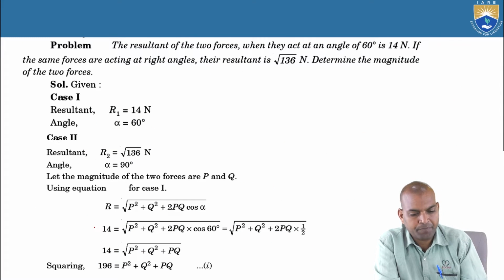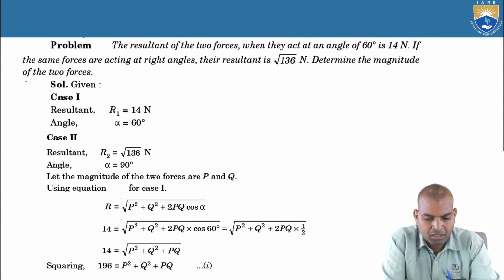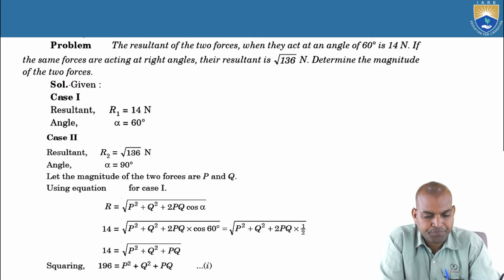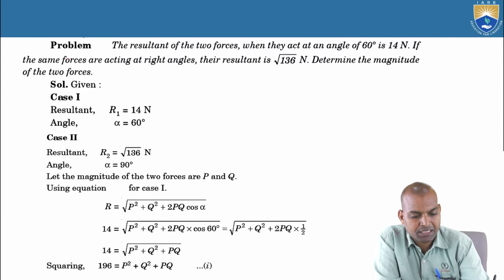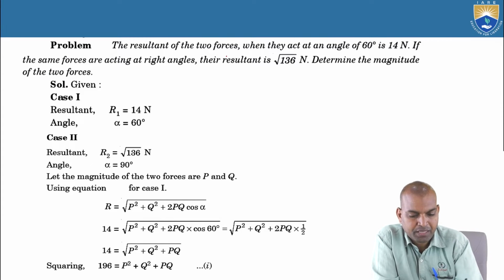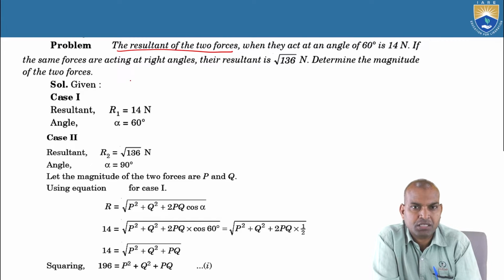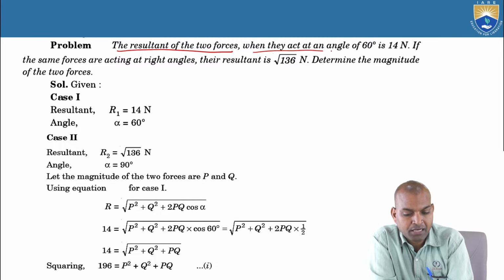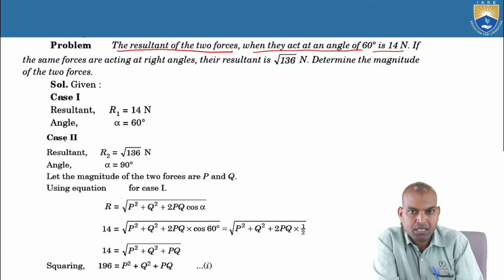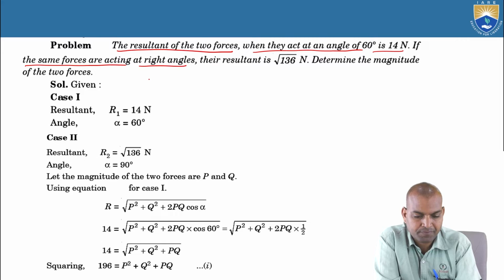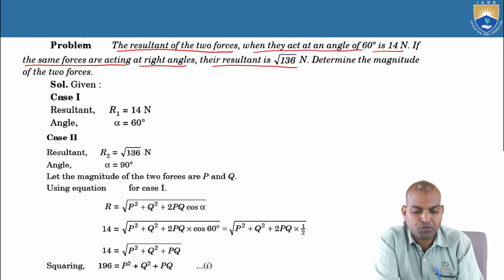Coming to the next problem, which is very important. The next step goes a little bit deeper. Let us start. The resultant of two forces, when they act at an angle of 60 degrees, is 14 newtons. If the same forces are acting at right angles, the resultant is the square root of 136 newtons.